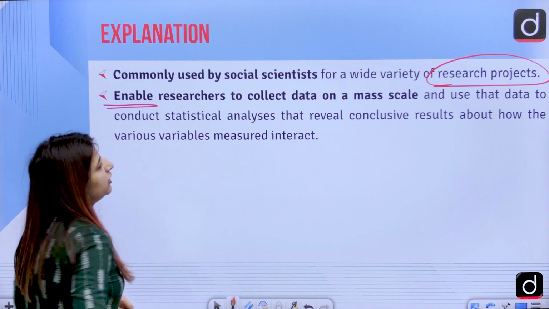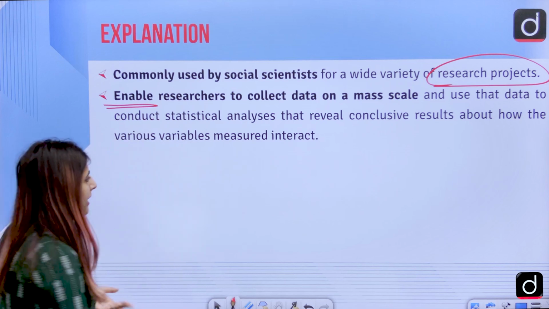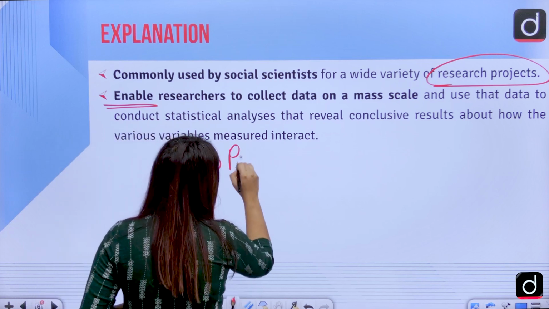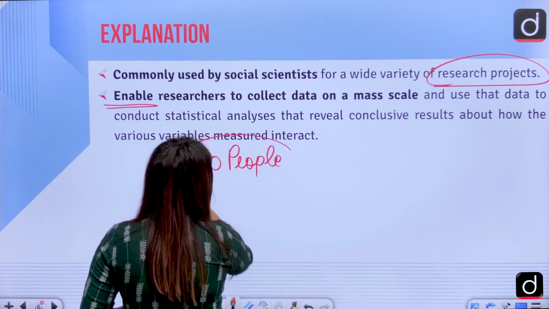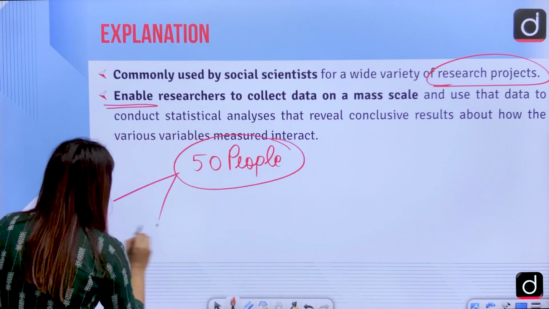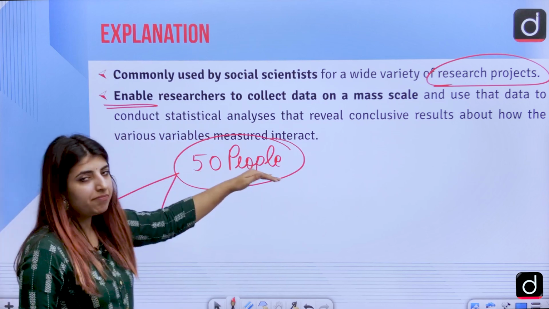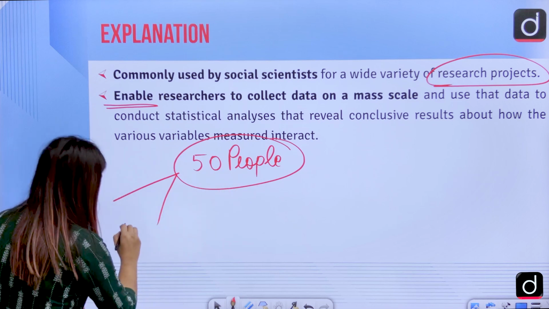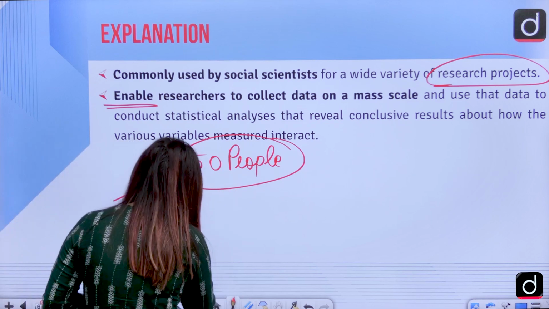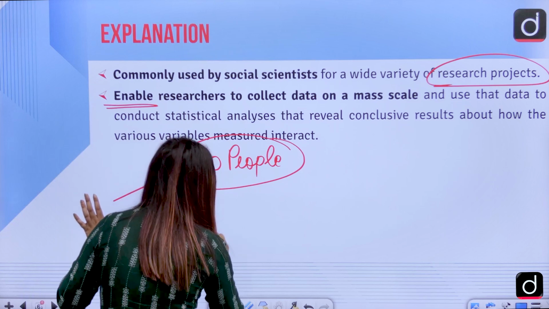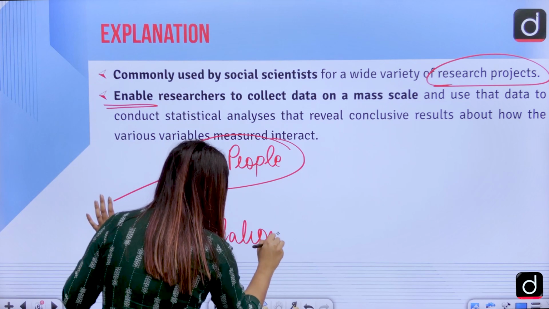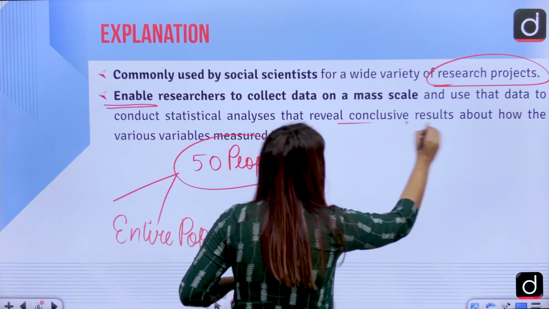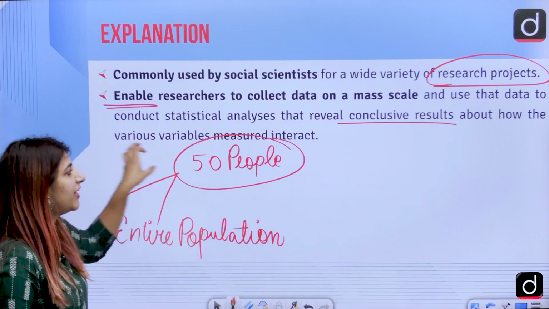It enables researchers to collect data on a mass scale. So the researcher might collect data from 50 people, and we all know that if we gather data from some people, that will be our sample, but this data will be applicable to the entire population with the same characteristics only. Then it reveals conclusive results about how the various variables measured interact.